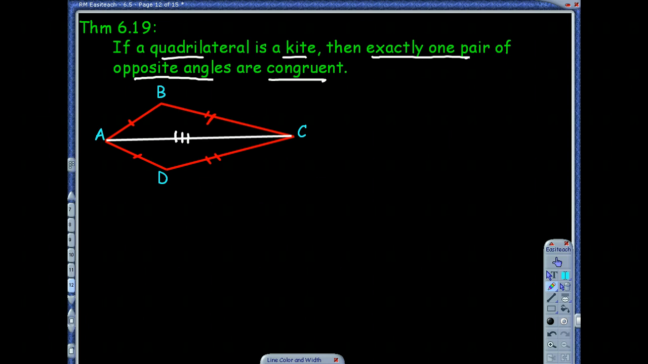And if you see that diagonal that makes those two congruent triangles, sometimes that helps to realize, oh, all those corresponding parts are congruent. So we know that angle B is congruent to angle D. And I think that's just a good visual of it.